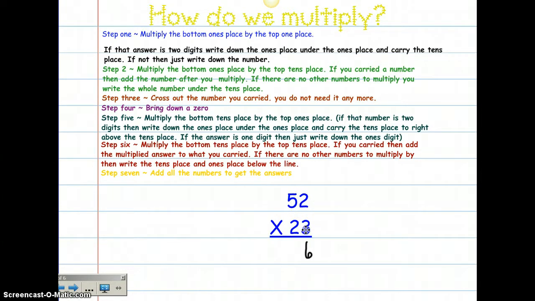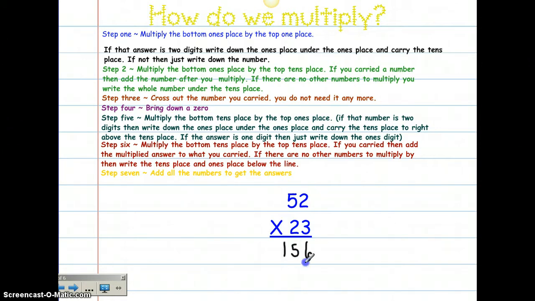Then I'm going to multiply the bottom ones place by the top tens place. Now, with the steps I said, when I do the bottom ones place by the top ones place, if it is a 2-digit number, I'm going to carry the number over. If not, I'm just going to write down the 1-digit number, which it just happened to be a 1-digit number. So I'm already done with this step. Step 2 is the bottom ones place by the top tens place. So 5 times 3 is 15. There are no other numbers to multiply, so I'm just going to write down the 15.